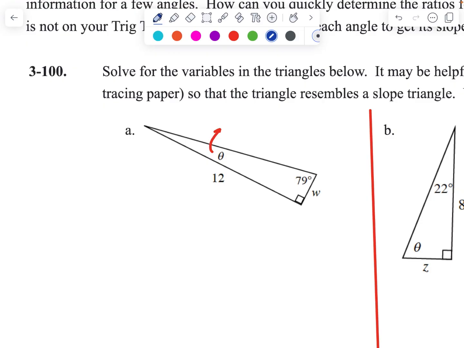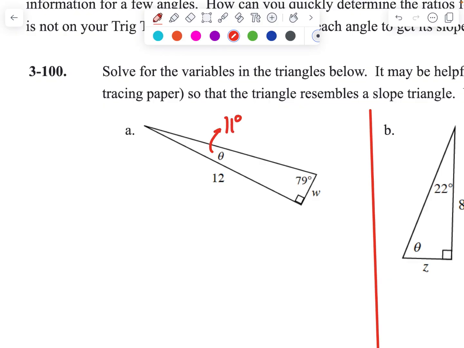So notice that we have a 79-degree angle and we have a 90-degree angle. So this is where your calculator comes in. Can you use your calculator to find out, if this is 79 and this is 90, what is the leftover for theta? Remember that symbol? That means theta, and that just stands for an angle. Go ahead and do that on your calculator and see what you get. Okay, you should have gotten 11 degrees.